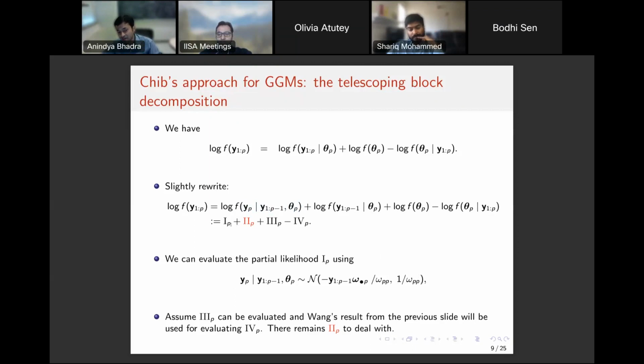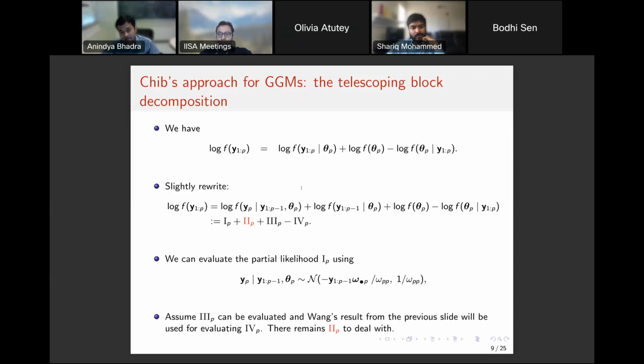So term 1 can be evaluated. Terms 3 and 4 are prior specific; we will deal with them later. Any questions? Are you convinced that the first term can be evaluated, at least in this decomposition? But the problem is now, what is the benefit?